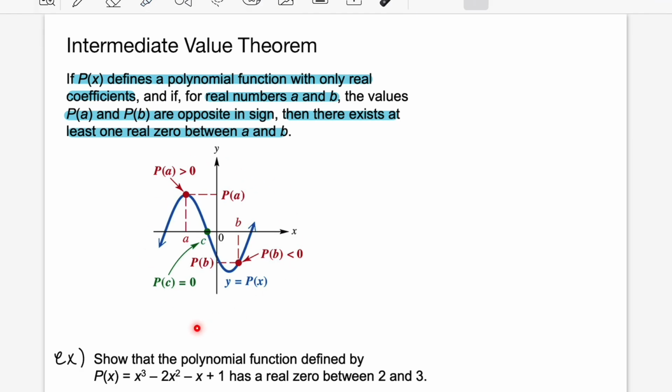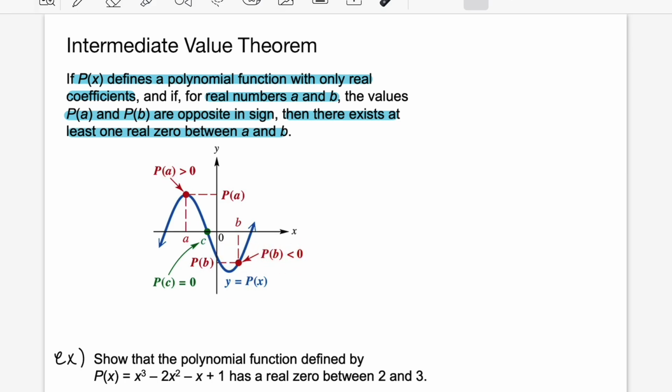So here is a diagram of that situation. We have our curve here, which is our polynomial function, and then here's our interval between a and b. As you can see, if we're evaluating our function at a, we see that this function is positive, then evaluating our function at b, we see that this function is negative.